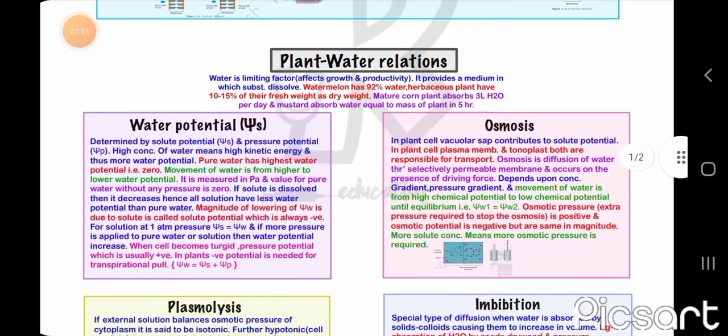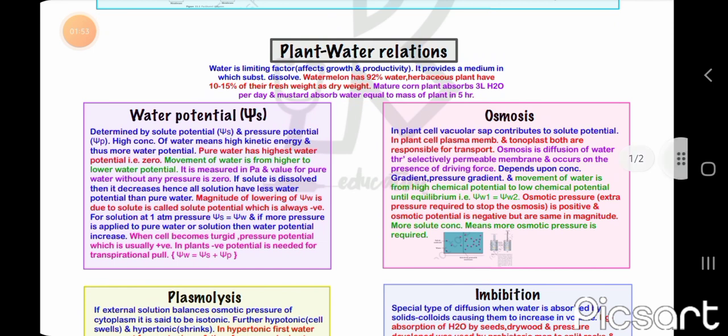Then plant-water relationship. Water is a limiting factor which affects growth and productivity. It provides a medium in which substances dissolve. Watermelon has 92% water. Herbaceous plants have 10 to 15% of their fresh weight as dry weight. A mature corn plant absorbs 3 liters of H2O per day, and mustard absorbs water equal to the mass of the plant in 5 hours.